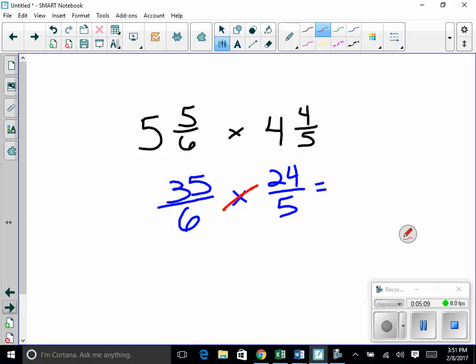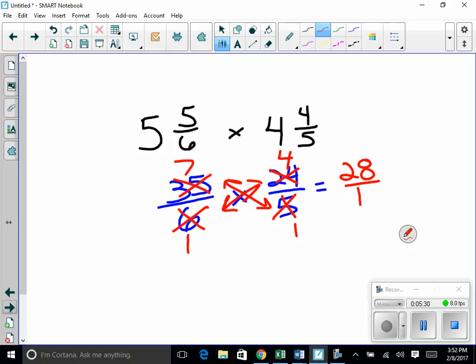Let's start with this diagonal right here and see if we can reduce. 6 goes into 24 4 times. And then look over here. 5 goes into 5 once. 5 goes into 35 7 times. So now we multiply it across. 7 over 1 times 4 over 1 equals 28 over 1, or 28.